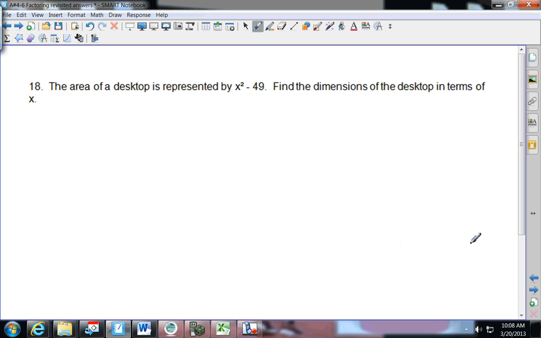What you see in this one, it says the area of the desktop is represented by x squared minus 49. Find the dimensions of the desktop in terms of x. Well, you should see that it's a perfect square, or that it's a difference of squares, whatever you want to call it.